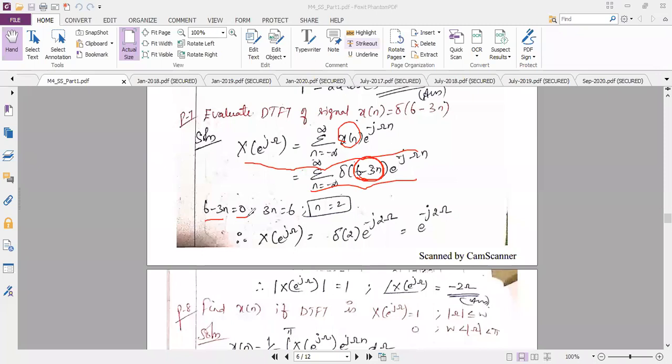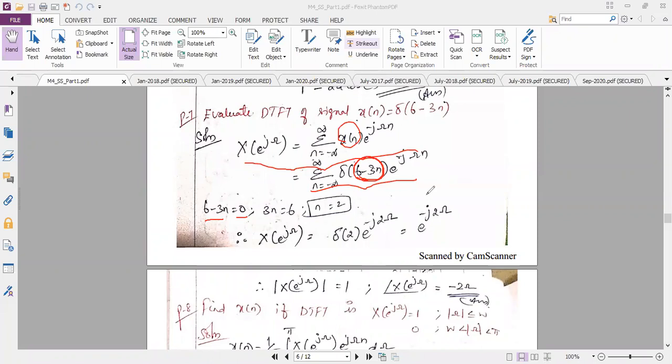Can anybody tell me why I'm assigning 6 minus 3n equal to 0? If you know what the delta function is, and how the spectrum of the delta function looks, you can easily tell me the answer. Why am I equating it to 0? Anybody? Yes. Because the amplitude is only at 0 for the delta function. Very good.